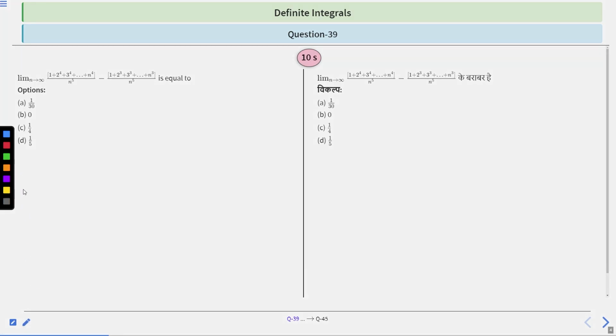Let's start with question number 39, which says that we have to find the limit as n tends to infinity of (1 plus 2 to the power 4 plus 3 to the power 4 till n to the power 4) upon n to the power 5 minus (1 plus 2 cube plus 3 cube till n cube) upon n to the power 5. So we have to basically evaluate this limit.